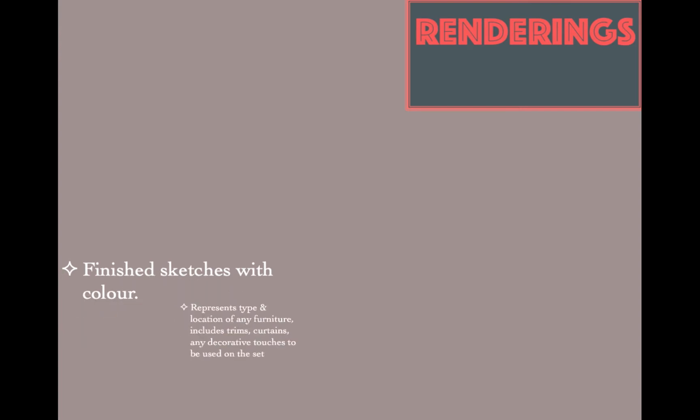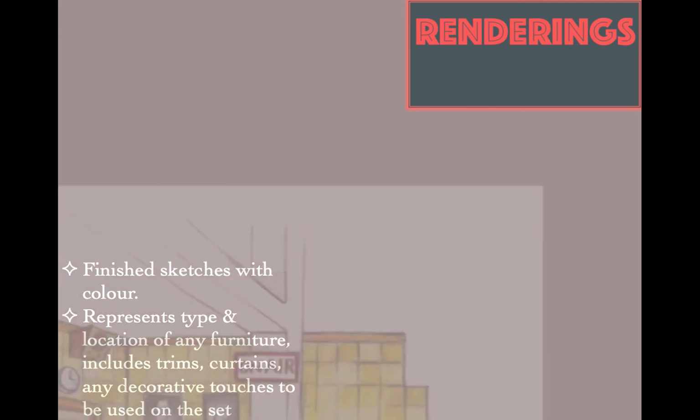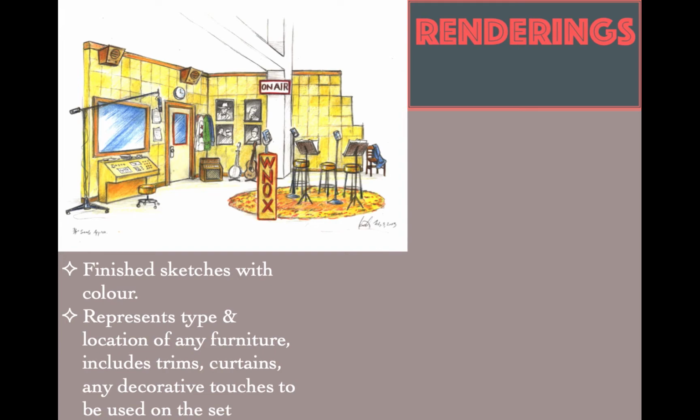Then we have renderings. So a rendering is the finished sketch with color. That will show you exactly where things would be and the different textures that we have. So rendering is just a lot more detailed than a thumbnail sketch. So this is one example here. You will know for sure that this little stool is going to be there. That is going to be a microphone, all these things. And then you know that the walls are going to be yellow. It's going to have some blue and red accents.